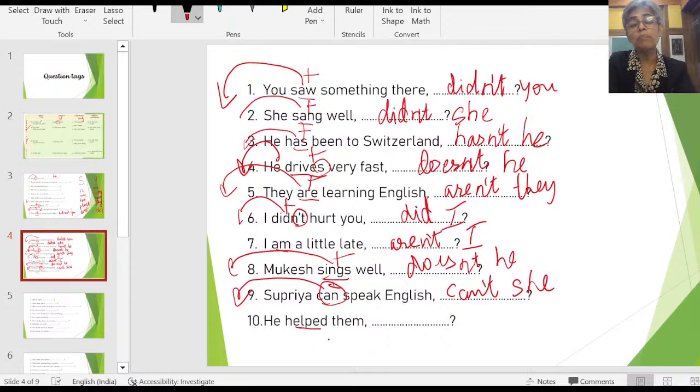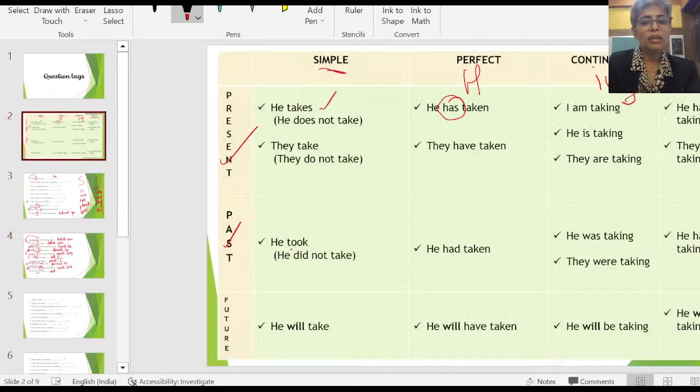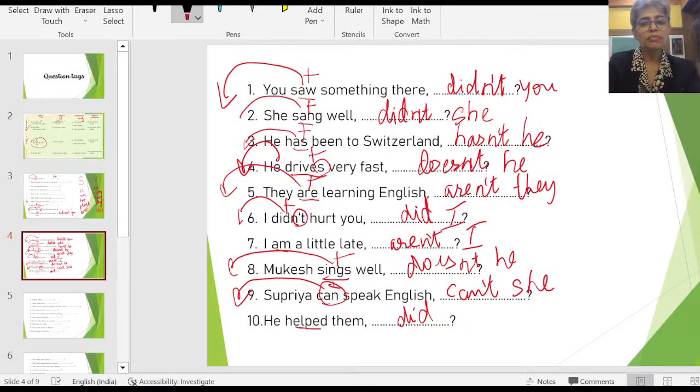Helped is a simple past tense. So the simple past tense takes a did in it, right? Did. I will show you this table once again. See, over here, this is a simple past tense. Which is the helping verb for simple past tense? Did. Okay, so here we have helped, simple past tense, did. Now this is a positive, so we'll make did into a negative, didn't. And we will take it before the subject and we have didn't he.